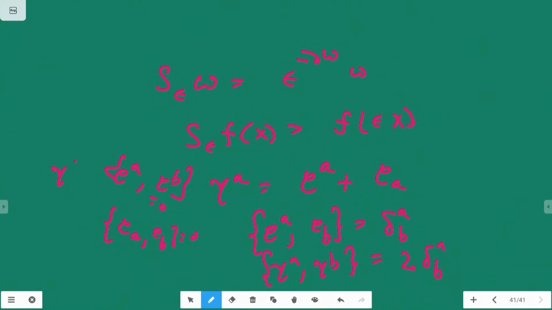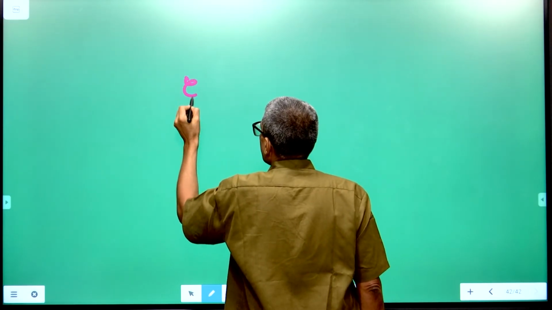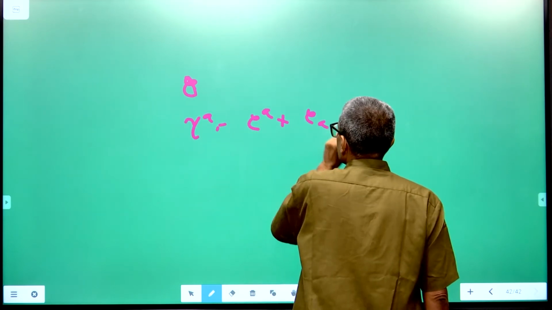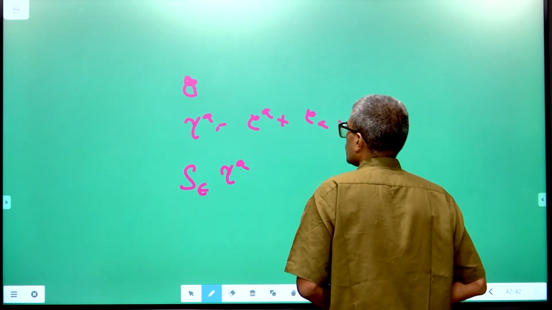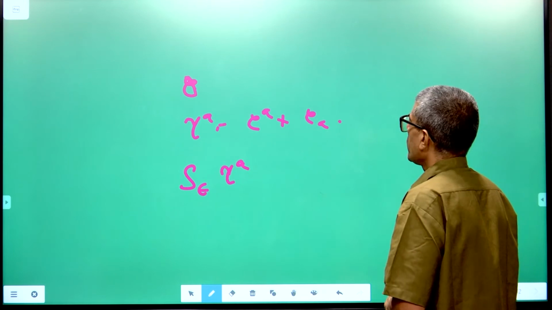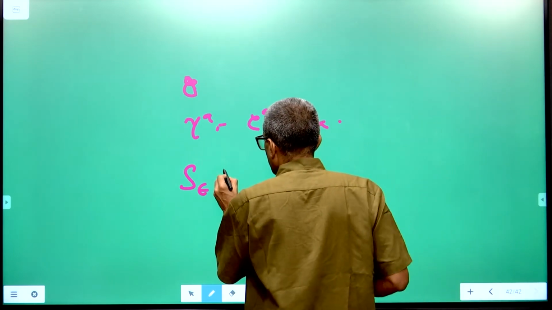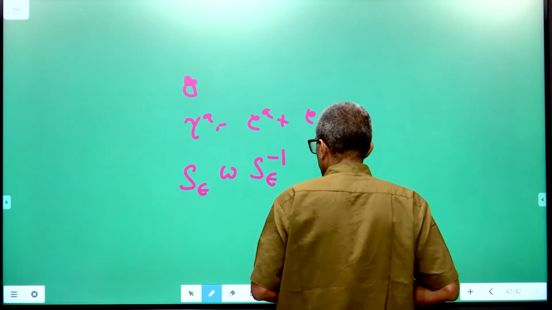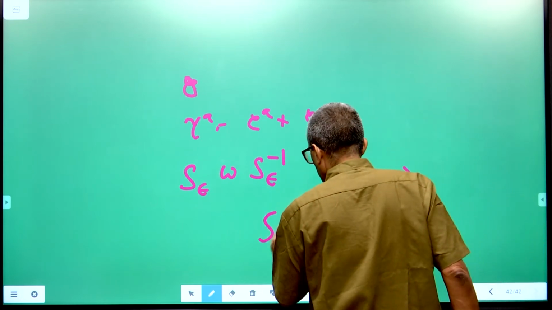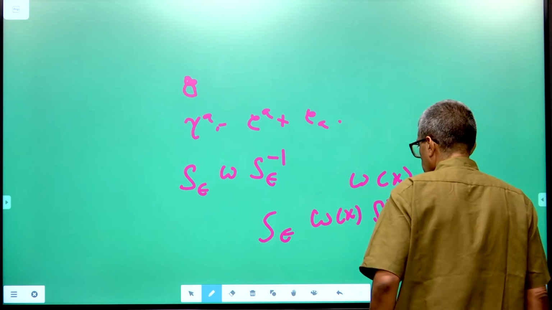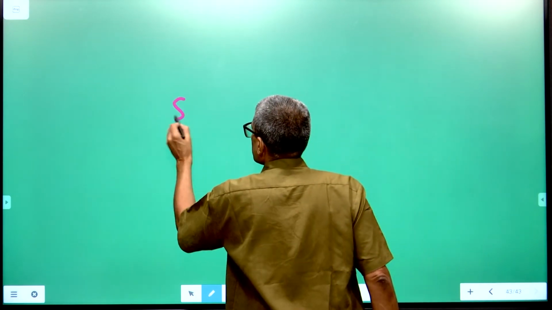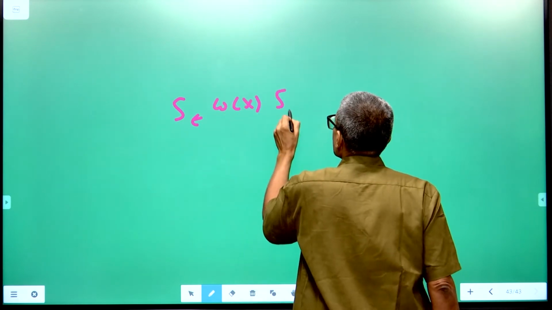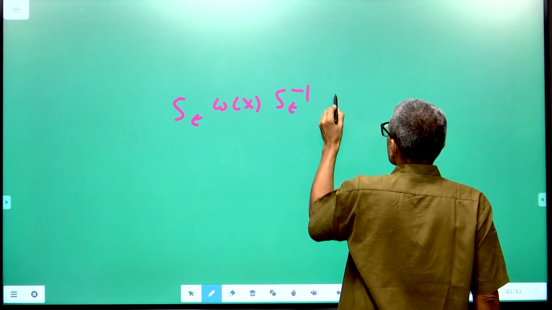So, on this manifold, suppose I take any form, let us say I look at gamma A, which I write as e^A plus the contraction, and I consider S epsilon acting on it. I am trying to take the trace. Let us look at it this way. I want to compute S epsilon omega S epsilon inverse, where omega is any form; let us say omega is a function of x also. What does omega do? It may either create or annihilate, or be some mixture. So, suppose I consider S epsilon omega x S epsilon inverse acting on some other form, let us say theta x.